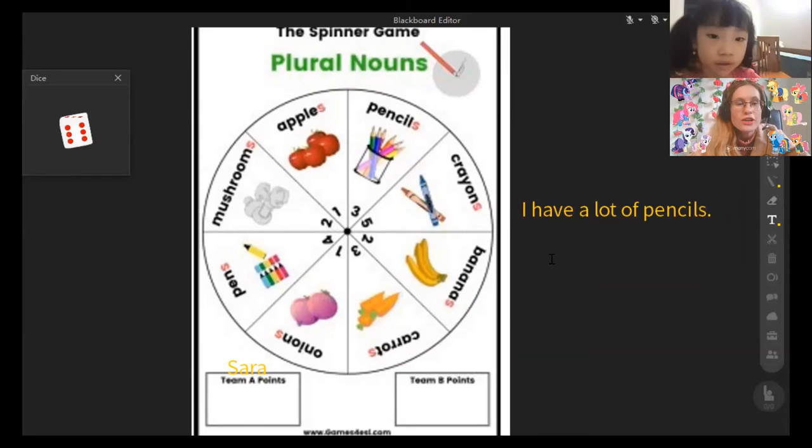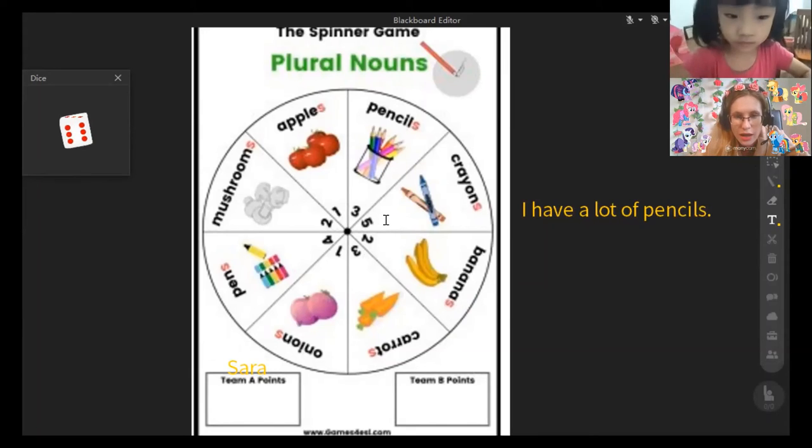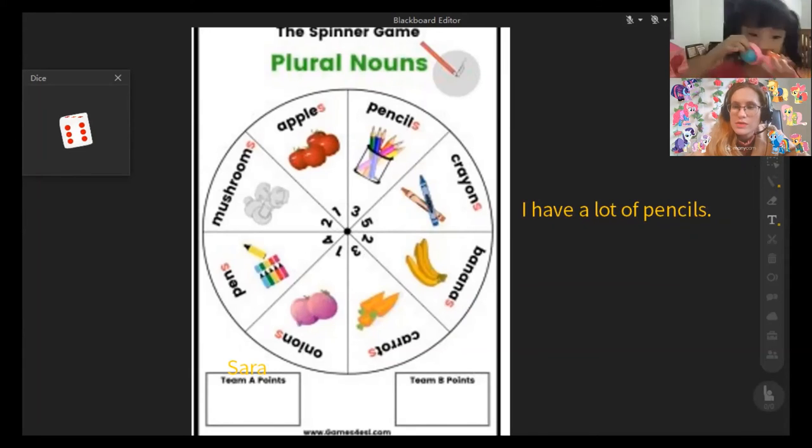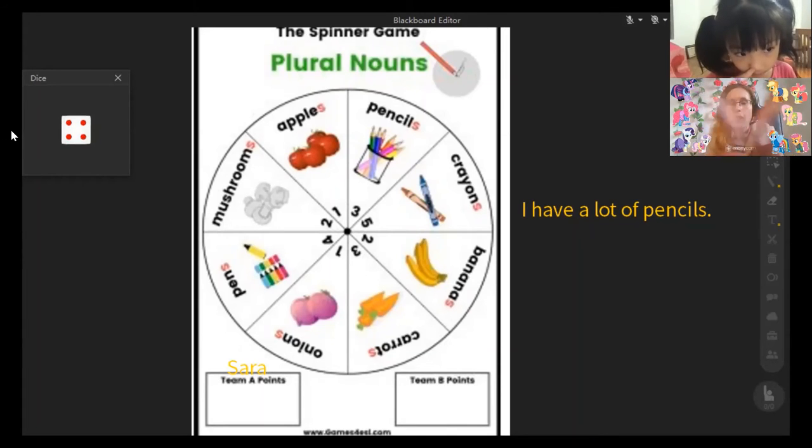Teacher's turn. Six. Oh, nope, there is no six. Roll again. Four. Oh, I have a lot of pens. I love pens. Do you like pens? Yes. Look how many. I have so many pens.